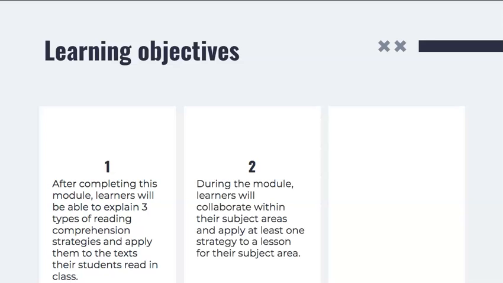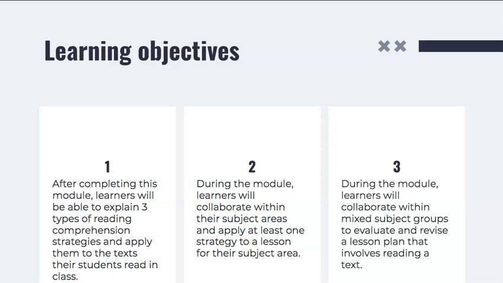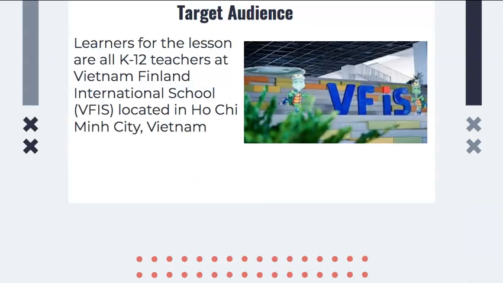Objective 2 states, during the module, learners will collaborate within their subject areas and apply at least one strategy to a lesson for their subject area. Objective 3 states, during the module, learners will collaborate within mixed subject groups to evaluate and revise a lesson plan that involves reading a text.